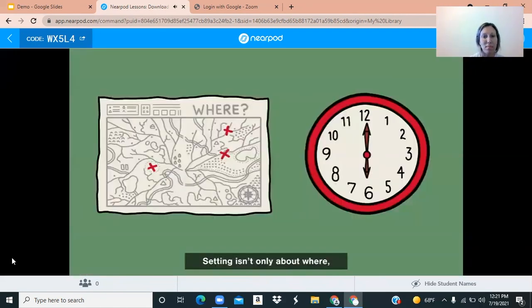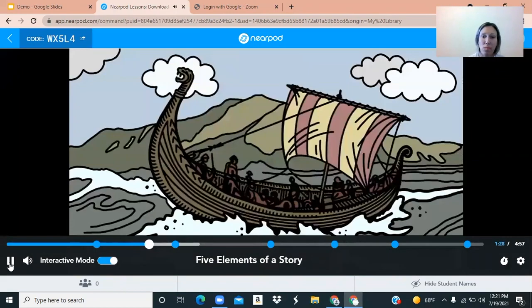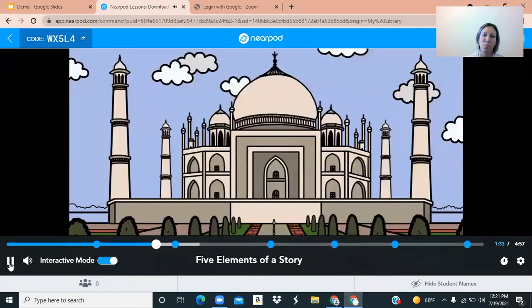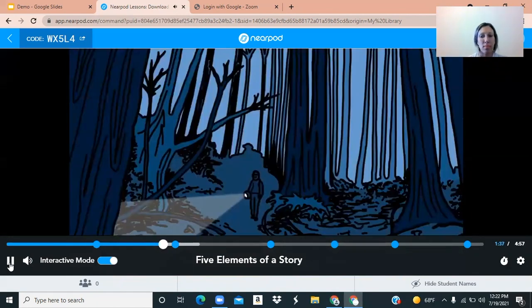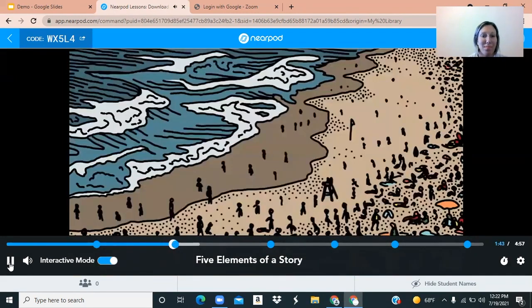Setting isn't only about where, it's also when the story takes place. It could be set in modern times, 1,000 years in the past, or maybe the future. Some stories take place in one setting, while others move around. And setting affects the mood of a story. A dark, empty forest creates a different mood than a crowded, sunny beach.